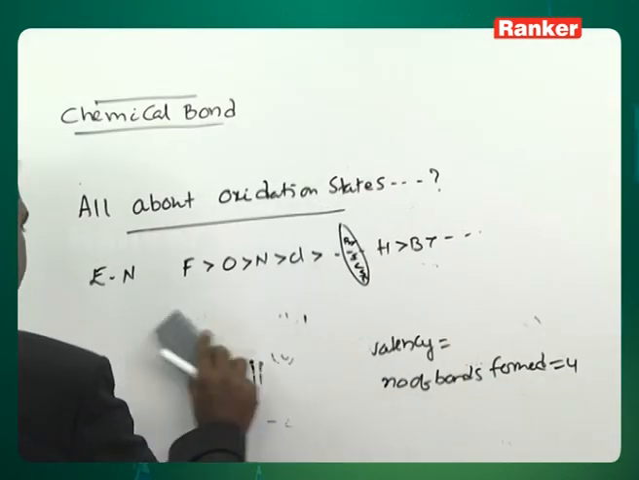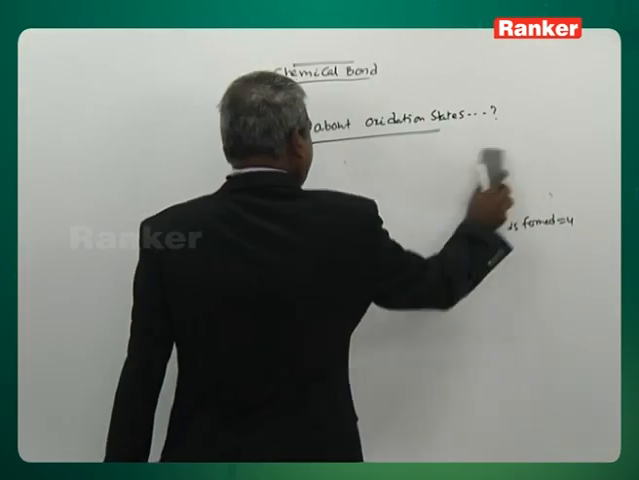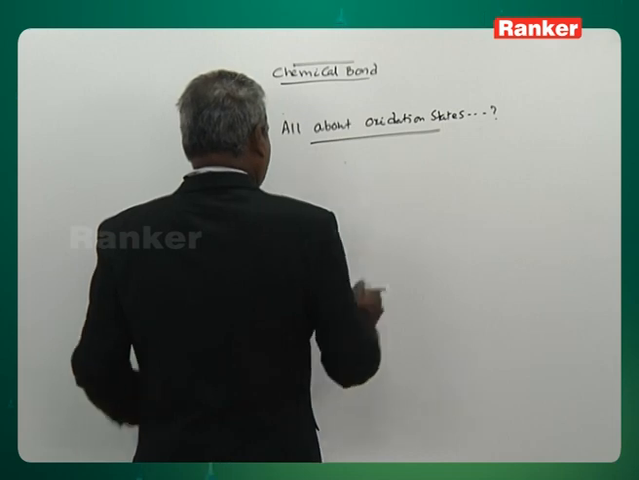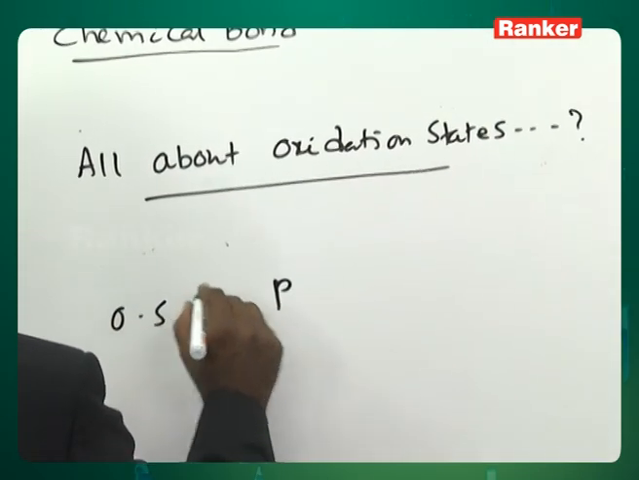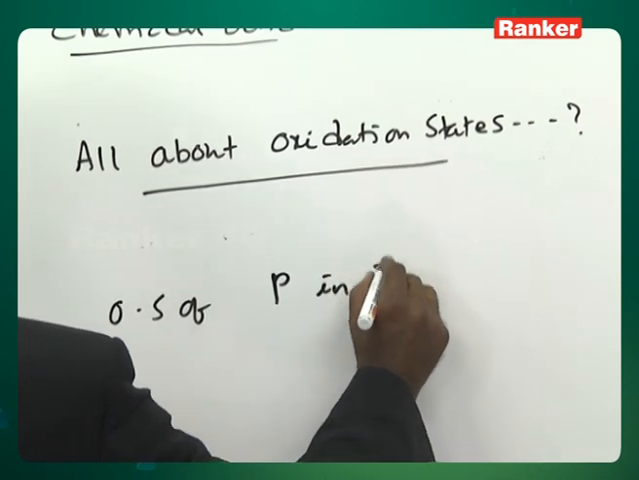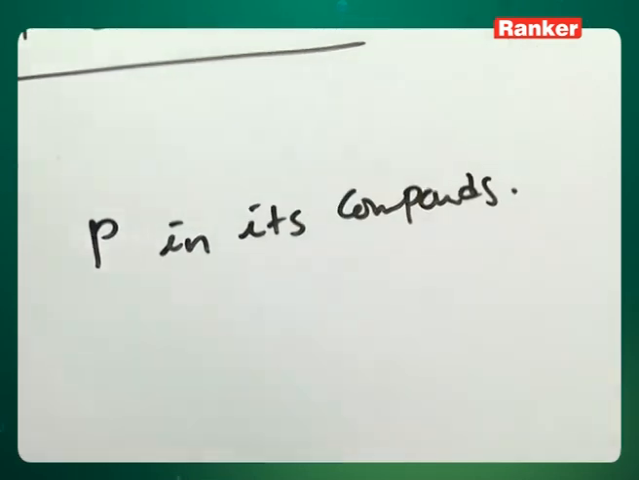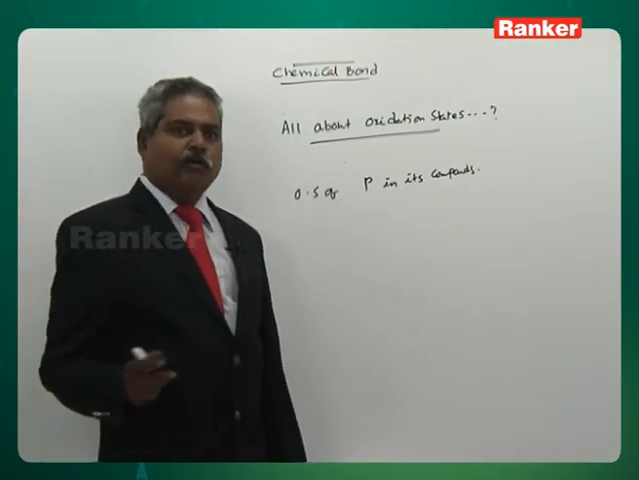So it's very difficult to write down the structure every time and calculate. Therefore, we need to have a procedure. So what is the oxidation state of phosphorus in its compounds? In its compounds, we can't say. Why? Because phosphorus forms several compounds.